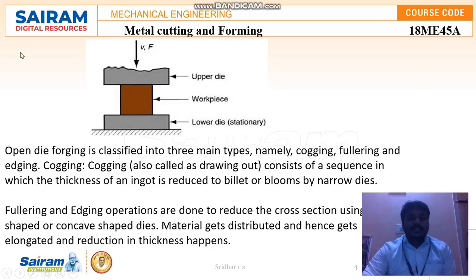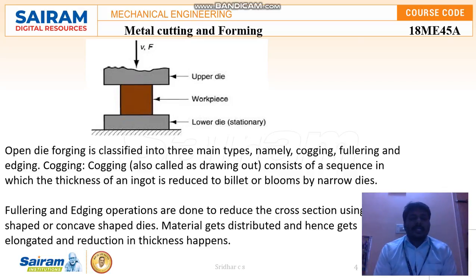This is mainly used where a large number of productions is required. The material has to be compressed, so we prepare a die, apply the load, and the material is compressed. We then take the workpiece compressed between these dies for further machining. The die is designed once.